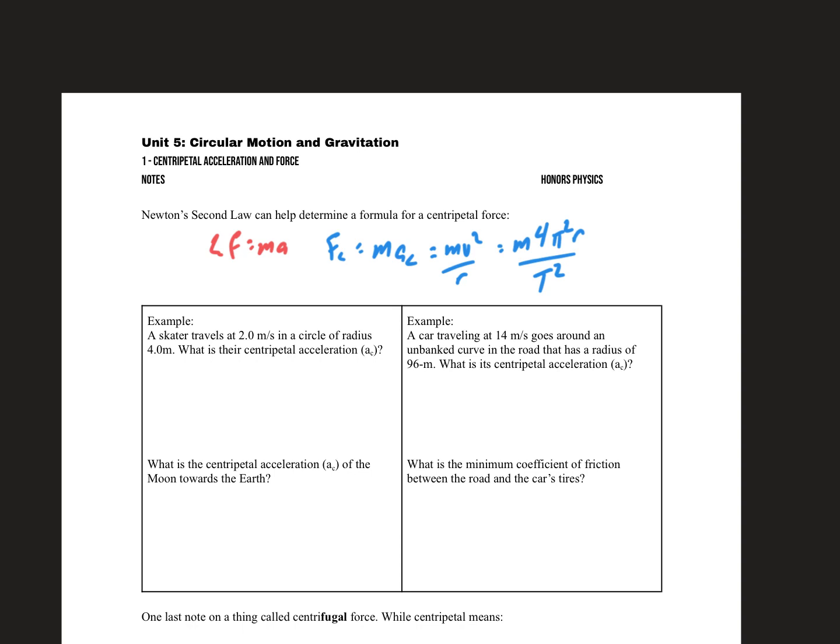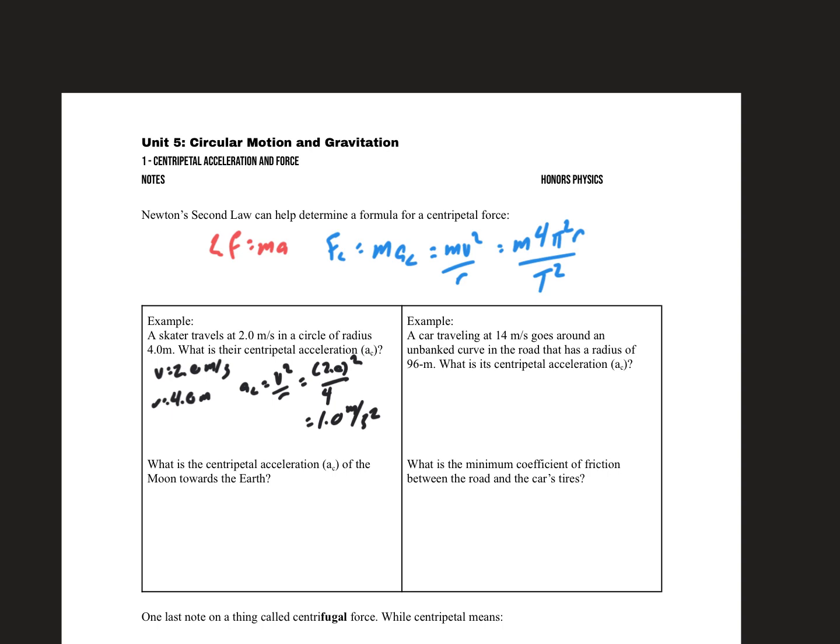You have a skater moving in a circle. What is their acceleration? It looks like I already have the velocity of this person as 2.0 and a radius of 4. And it looks like I can use the v squared over r version of the equation to get 1 meter per second squared. I know it's a weird number to have, but we'll talk more about what that acceleration towards the center means on Thursday.